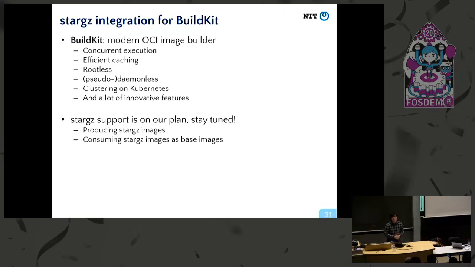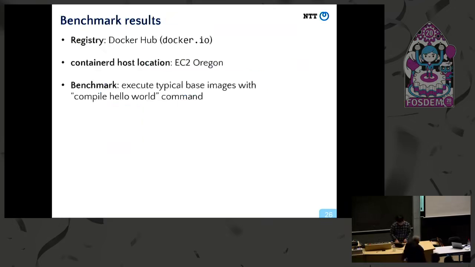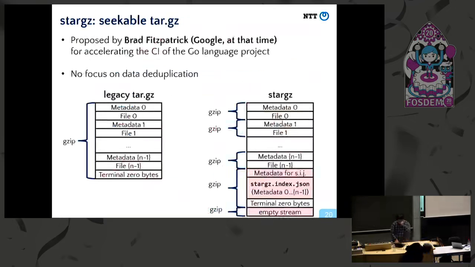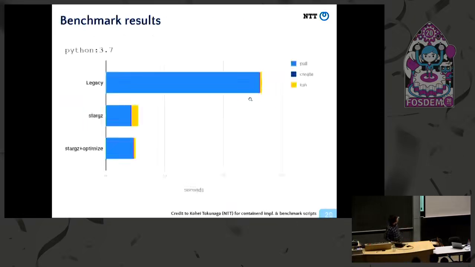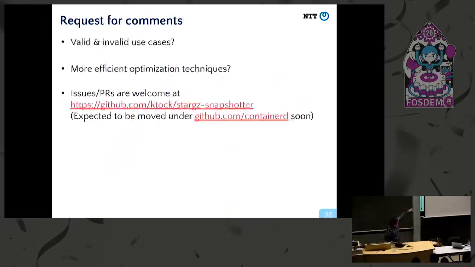So who creates the Stargz index JSON file? The BuildKit tool? Currently, we have some converter tool in our repository. So please see github.com/ktock/stargz-snapshotter. We have some converter command in this repo.